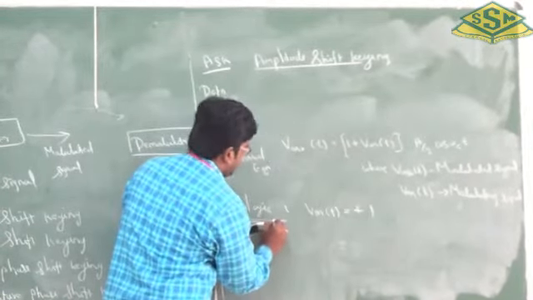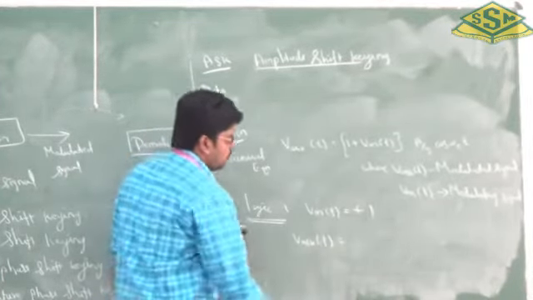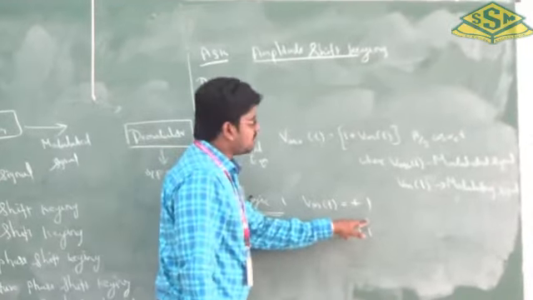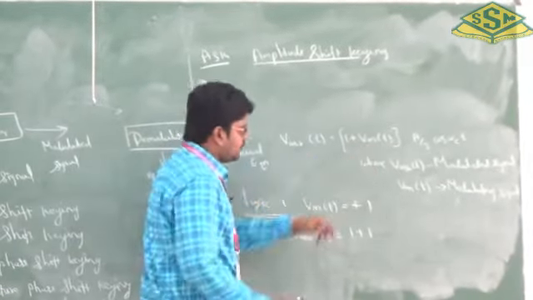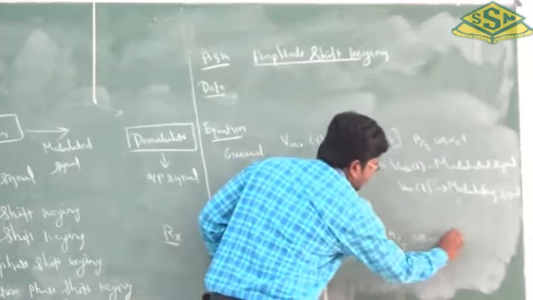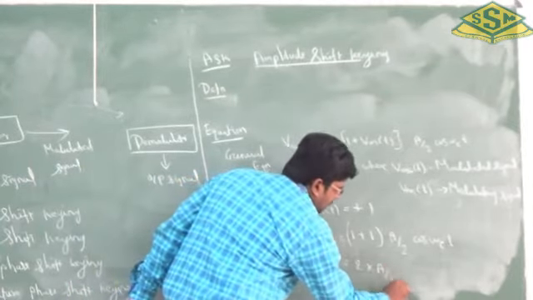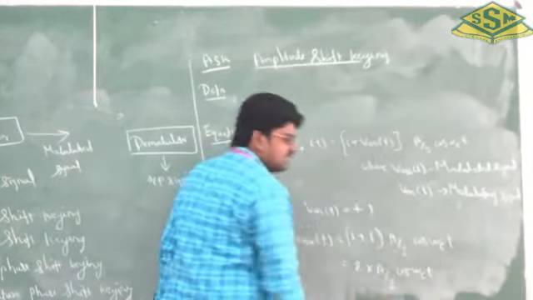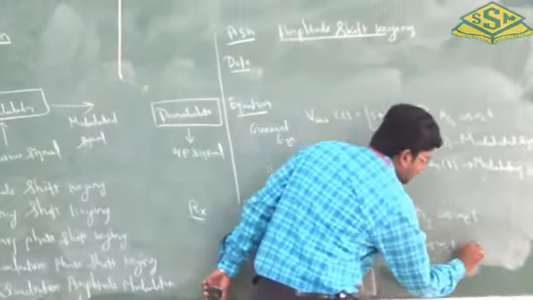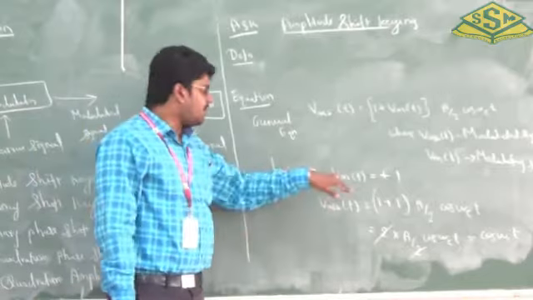So while it is logic 1, VASK of t is equal to 1 plus 1, where Vm of t is equal to plus 1, into A by 2 cos omega ct. So your next step will be 2 into A by 2 cos omega ct. This 2 will get cancelled. Finally we get A cos omega ct. So we are getting a value of A cos omega ct while applying logic 1.